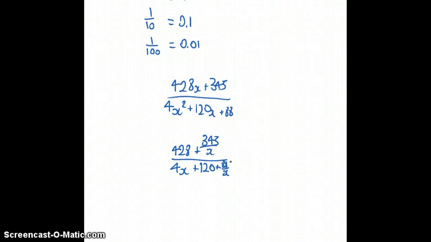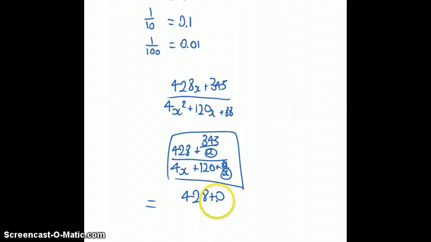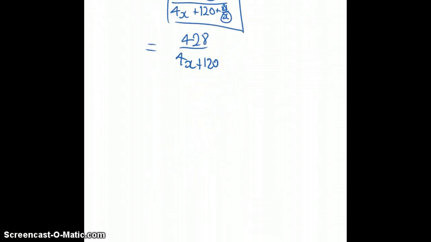Now, having x in the denominator means that the bigger the x, the closer to 0 the fraction will go. We have two x's in the denominator in this fraction, here and here, meaning that as x approaches infinity, these will grow smaller and smaller and approach 0, meaning that we can rewrite this as 428 plus 0, which we don't even have to write anymore, all over 4x plus 120. Now, here's an interesting thing. We have another x as a denominator in the big fraction, meaning that this whole thing will tend towards 0.